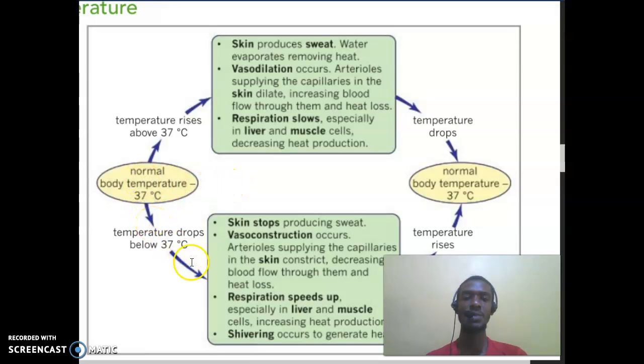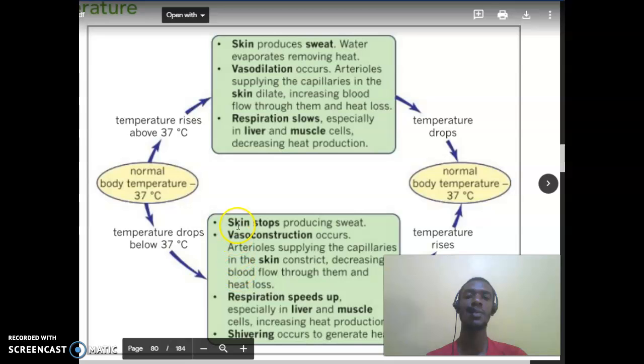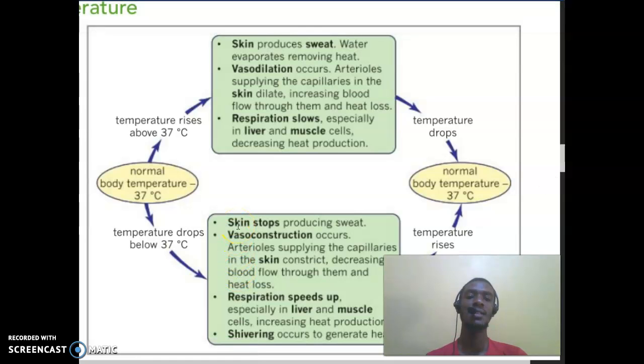But in the case where the temperature drops below, the opposite of all of this occurs, and the opposite is that the skin stops producing sweat because you don't want to lose any warmth from the sweat. That is why you never sweat when you are in a very chilly environment, or you really should not be sweating, right? Under normal circumstances.